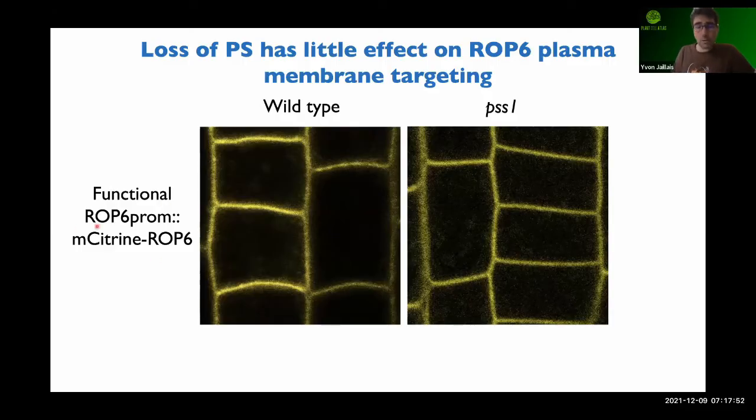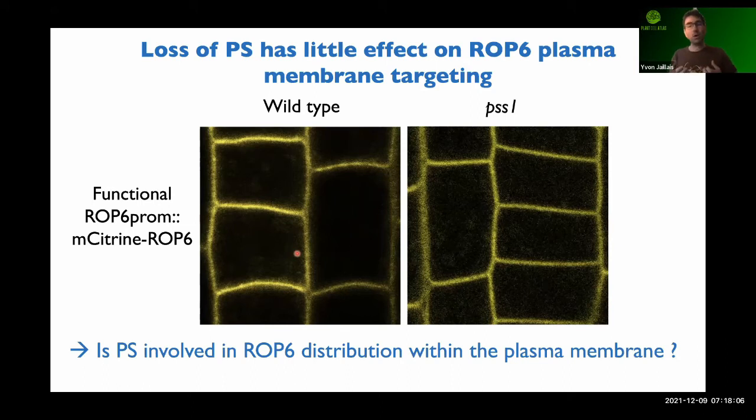So when we look at the ROP6 localization in the PSS1 mutant, we found no difference compared to the wild type, or something really minor that could not explain the absence of function. So we had to dig deeper, and we thought, what if PS is not involved in targeting ROP6 to the plasma membrane, but what if PS is involved in the very distribution of ROP6 within the plasma membrane, or the dynamic of ROP6 within this membrane? And at this point, we had to kind of stop working on PS, and we started to develop microscopy assays to actually probe this ROP6 dynamic and distribution within the plasma membrane. So I'm going to show you a few of them.